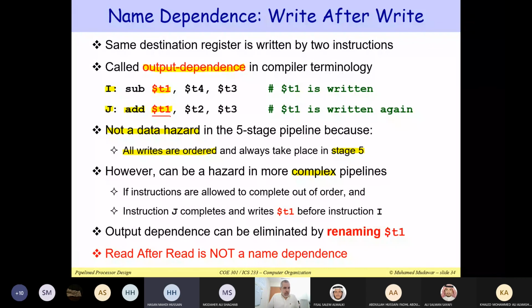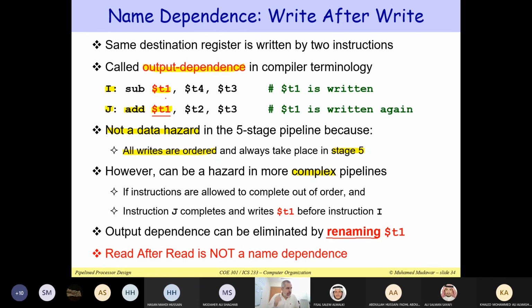Yes, exactly. So we are using T1 here, so why not use, for example, T5 by renaming? This is called renaming. If we rename T1 to something else, it does not really change the meaning of the program. For example, if I choose T5 here, then I can make them completely independent. I can even execute them out of program order or in parallel at the same time. If I have, for example, 2 ALUs, we can execute I and J in parallel.